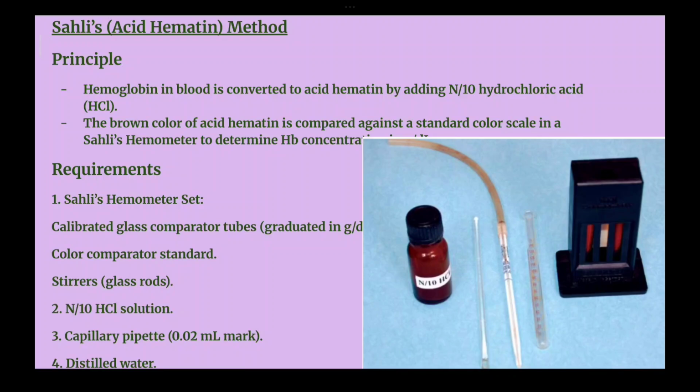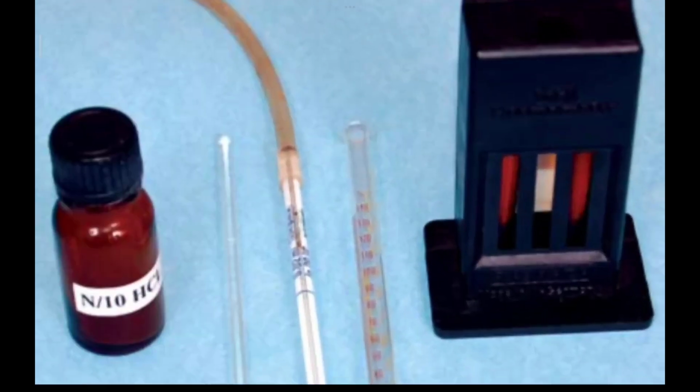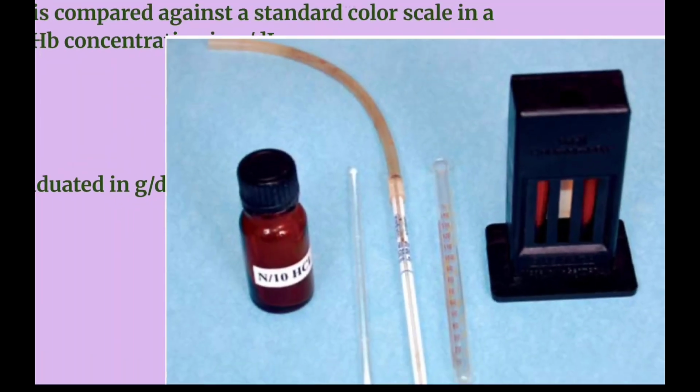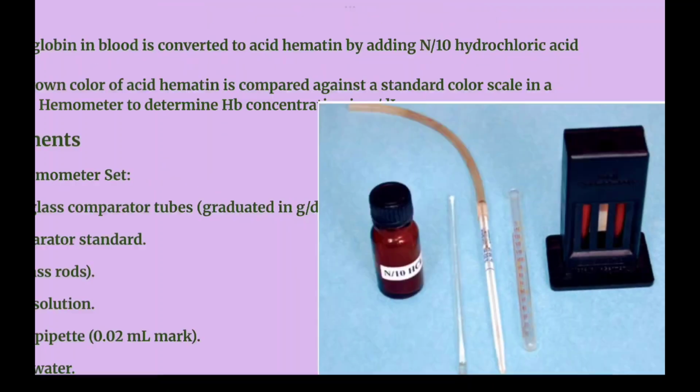Now the principle explains that it is used to convert the hemoglobin in the blood to acid hematin by adding the hydrochloric acid solution to the blood sample. It is stirred and compared along with the scales that are present on both sides of the hemoglobinometer.